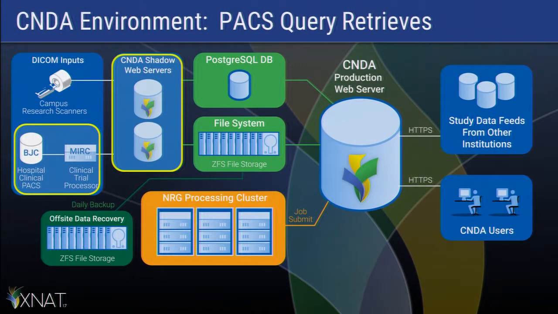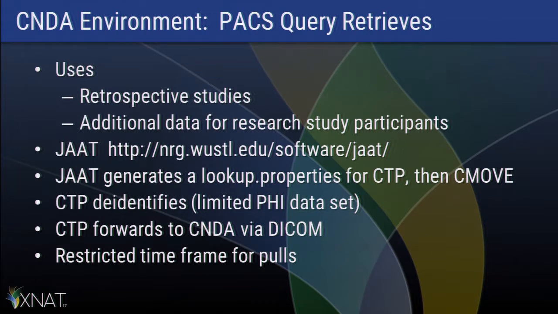Another thing we do is retrieve data from the hospital PACS. That's the clinical imaging storage system. So the reasons that researchers might want to pull data back from the PACS are retrospective studies. They've applied to the IRB to do a study on pre-existing clinical data, or sometimes they just have subjects who are in a research study, but they know they have some extra CTs over at the hospital and they just want to get everything together.